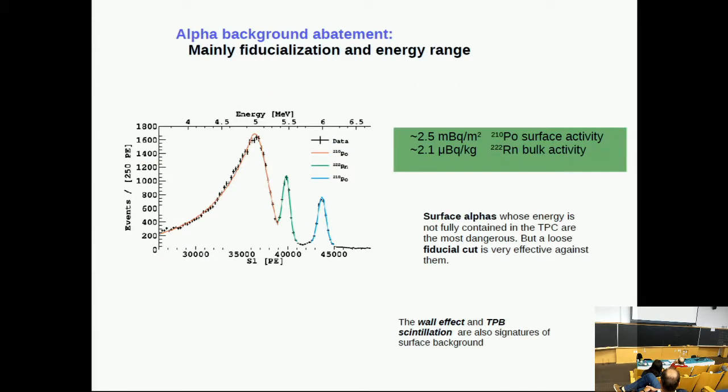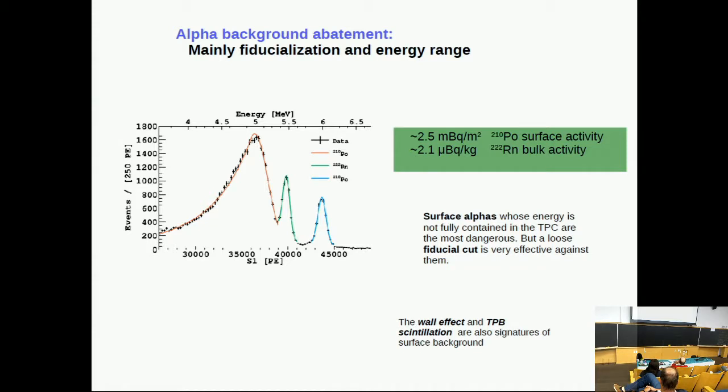First of all, we have the alpha background. Here I show the energy spectrum in S1 of the alpha backgrounds, which are mainly polonium-210, radon-222, and polonium-218. These are not really a problem in our case. First of all, these alpha backgrounds lie at very high energy, around 5 MeV, so they are too high.